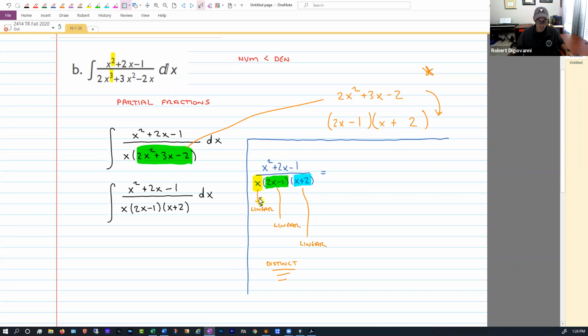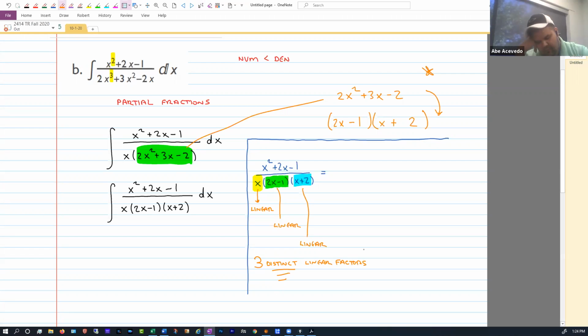Like if this would have been x, and then what if we had x plus 2 here in green and x plus 2 there again? Those two would not be distinct. Those would be what we call repeated linear factors. So we're not dealing with that yet. We will later. But for right now, do you agree we have three distinct linear factors?